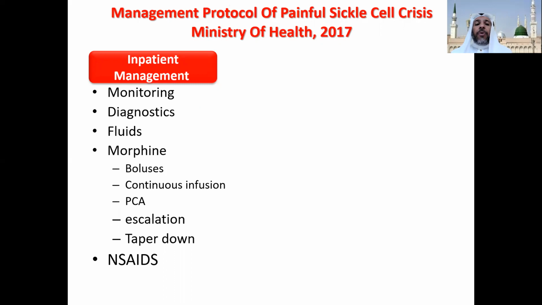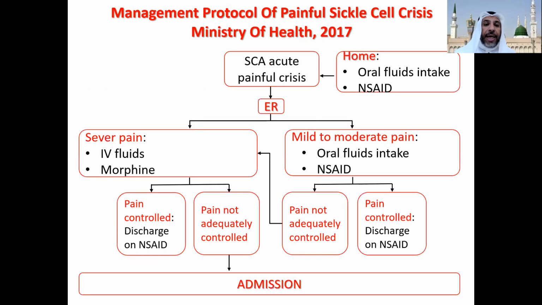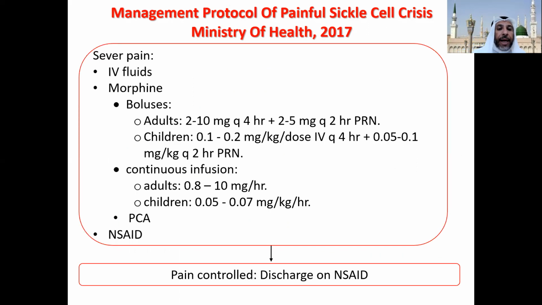Now, when we calculate the morphine for those patients, we escalate the dose according to the pain felt by the patient, where we can increase the dose gradually, and then taper it down gradually till the patient improves. Don't forget to discharge the patient on non-steroidal anti-inflammatory. And this is the pathway for how we manage those patients and when to discharge them. This is available from the Ministry of Health, Saudi Arabia, and it continues with the doses and so on, where I'm quite sure that you know most of it more than me.